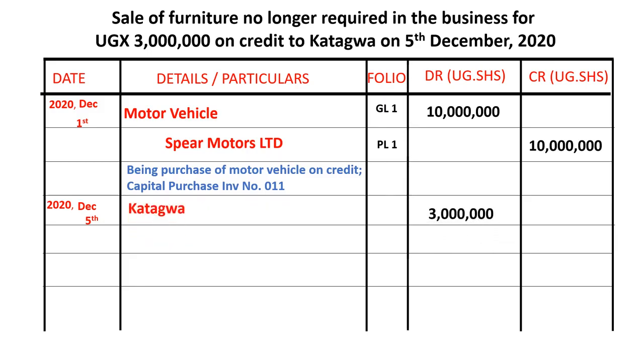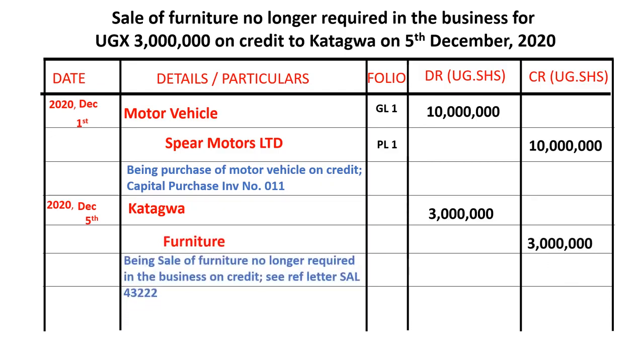And then the other item affected is definitely the furniture account. The furniture that we are selling has reduced. Reductions in assets are credited. So we shall go ahead and credit the furniture account with 3 million. And what's the narration? The narration being sale of furniture no longer required in the business on credit. See reference letter, whatever, as in you put some bit of evidence to support whatever is going on, or sometimes you can leave it out.